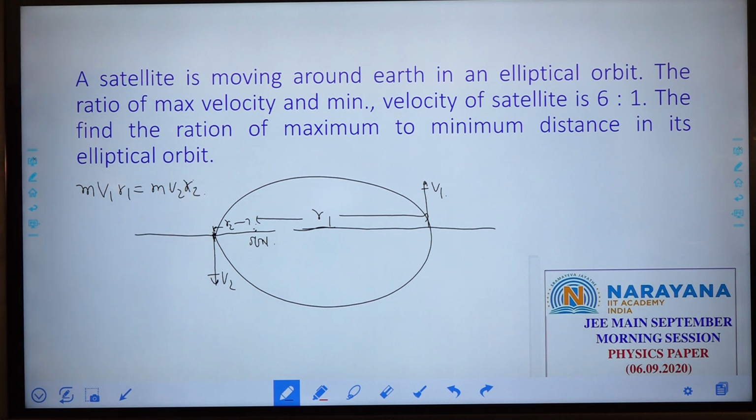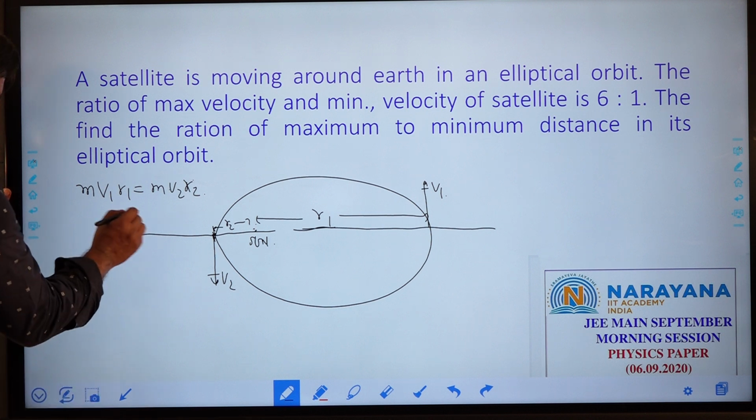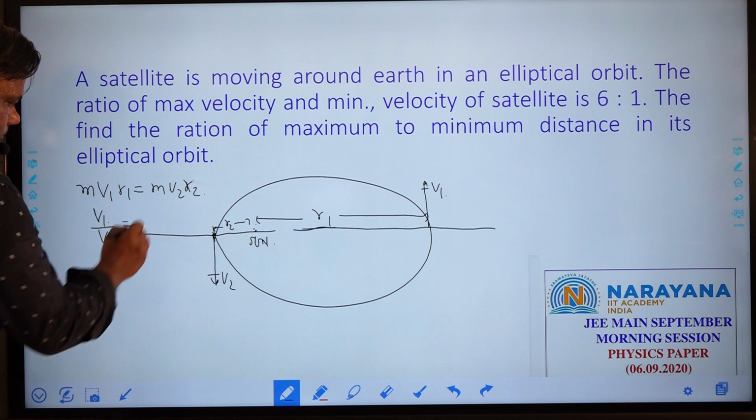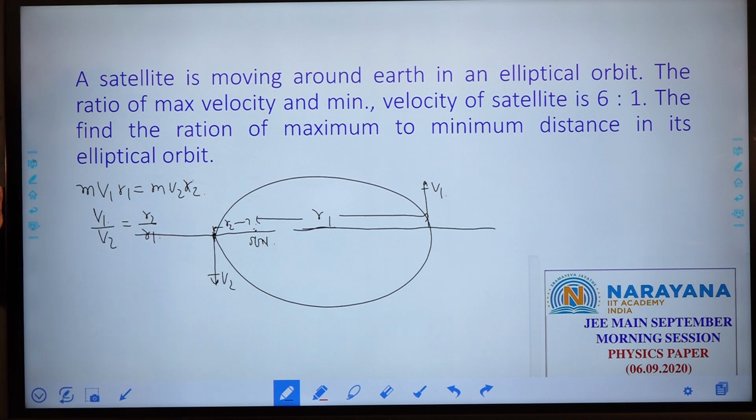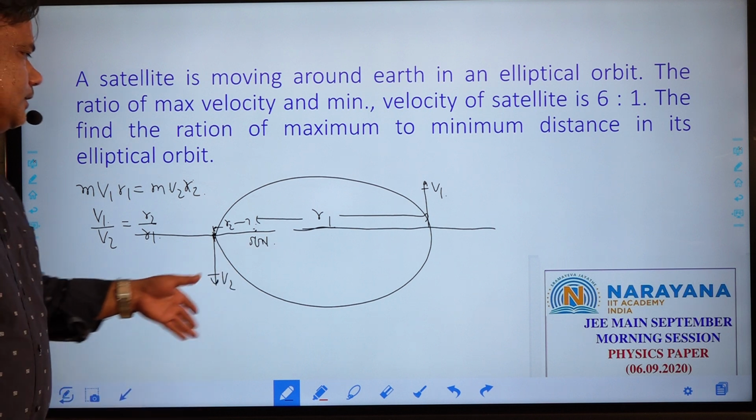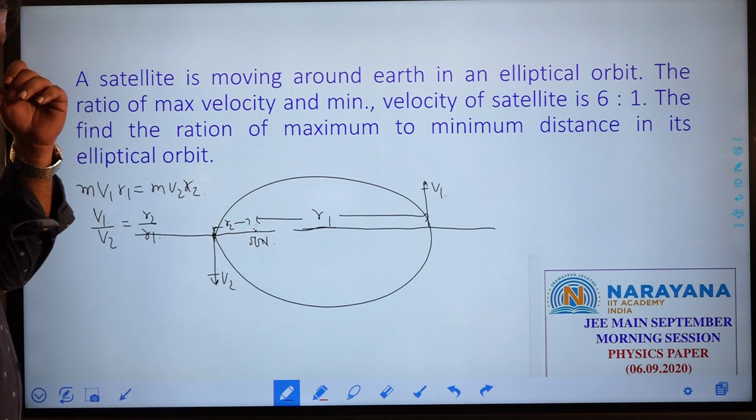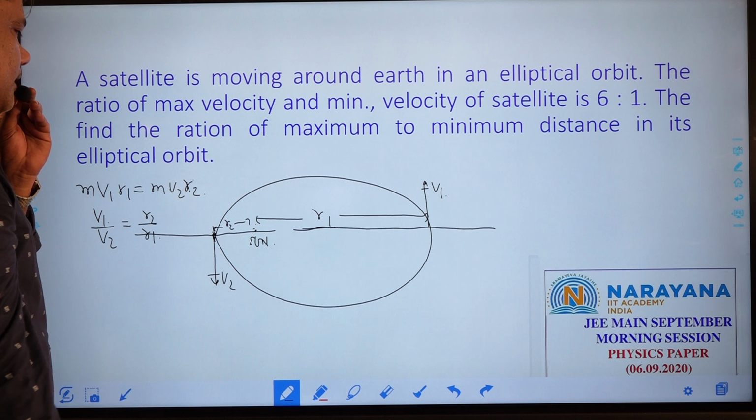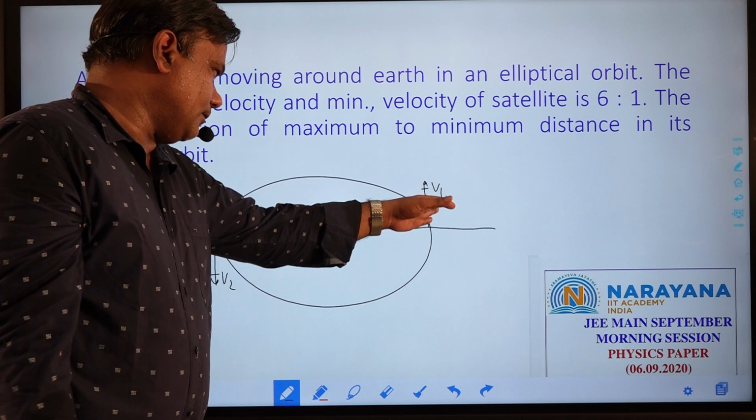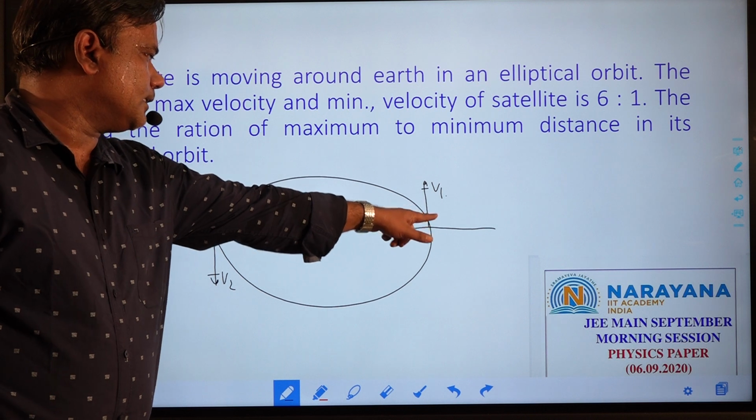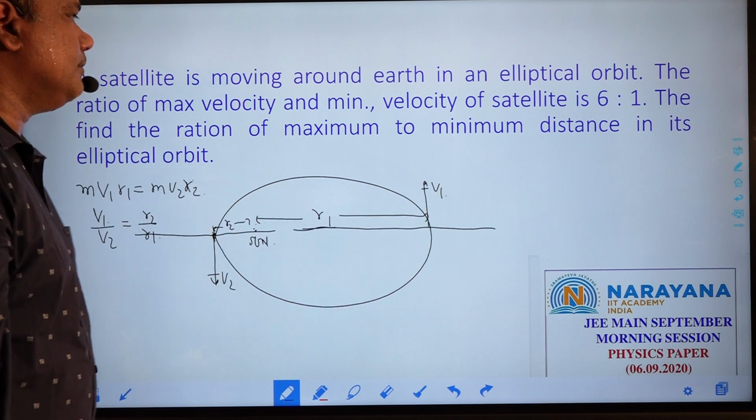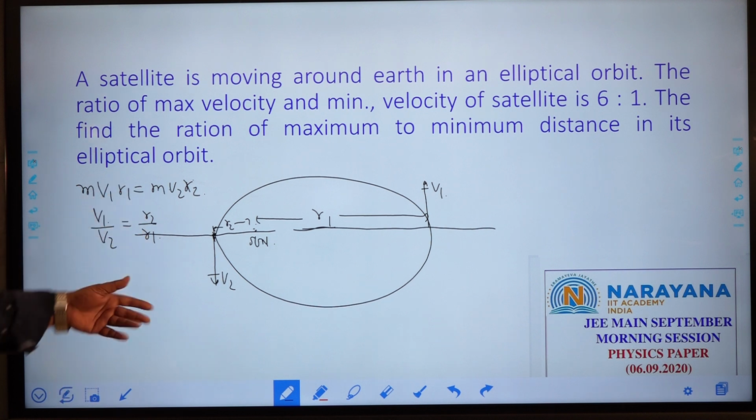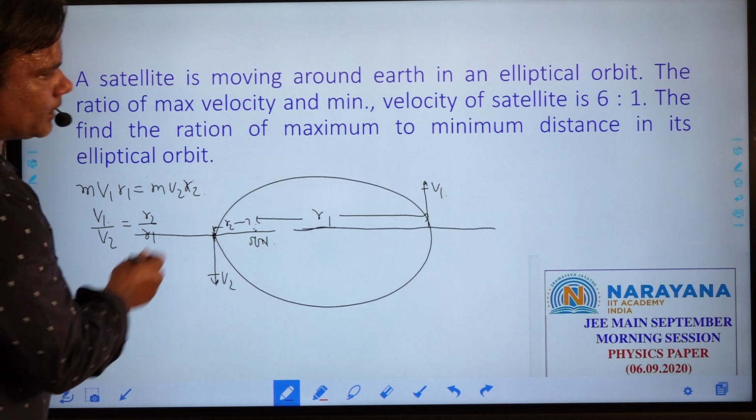Now, he has already given the ratio of velocity in the question. So we know that v1 by v2 equals r2 divided by r1. Again it's a very simple question where he is asking the ratio of maximum distance to minimum distance. So obviously r1 is the maximum distance and r2 is the minimum distance, and v1 is the minimum velocity and v2 is the maximum velocity. We already got r2 by r1 equals v1 by v2, and r1 by r2 is asking maximum to minimum.